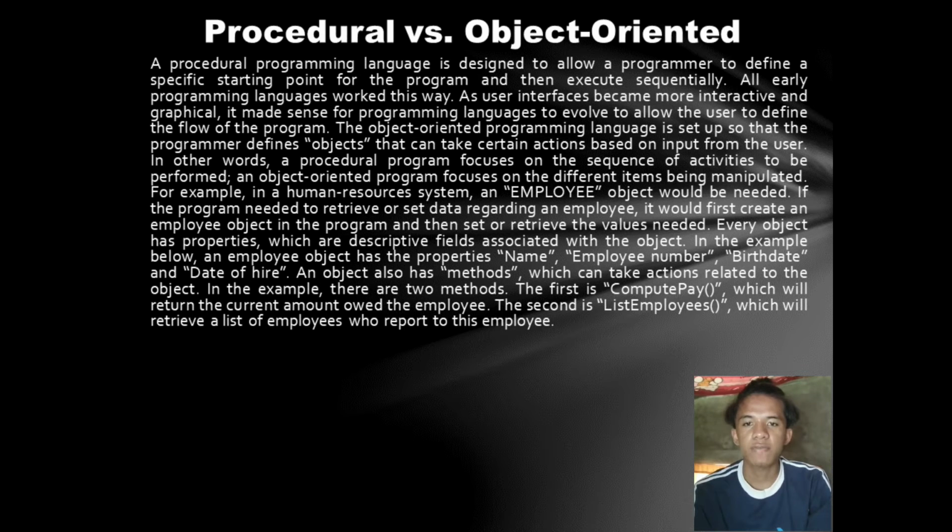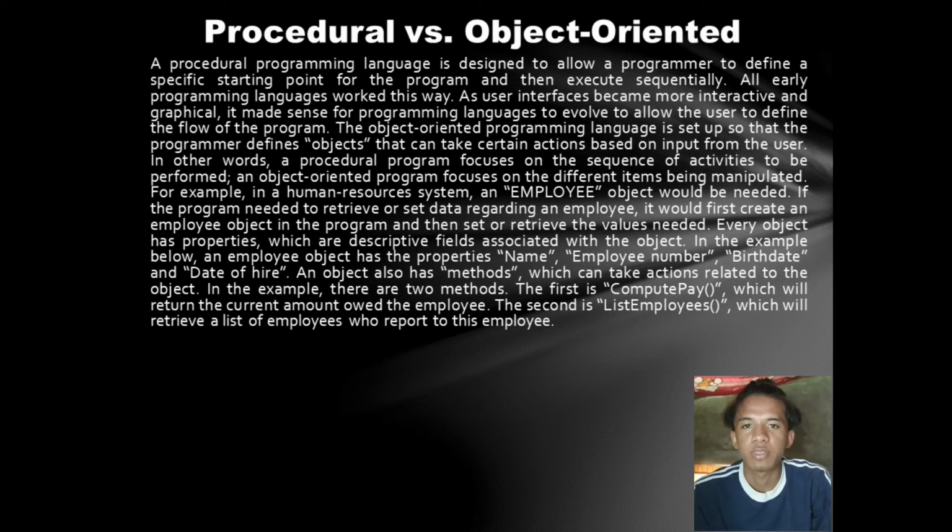As user interfaces became more interactive and graphical, it made sense for programming languages to evolve to allow the users to define the flow of the program. The object-oriented programming language is set up so that the programmer defines objects that can take certain actions based on input from the user. In other words, a procedural program focuses on the sequence of activities to be performed. An object-oriented program focuses on the different items being manipulated.